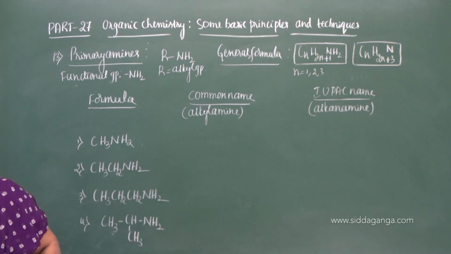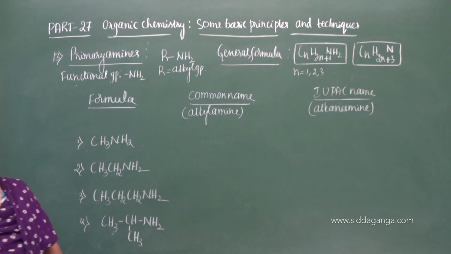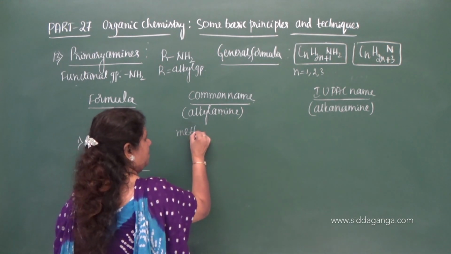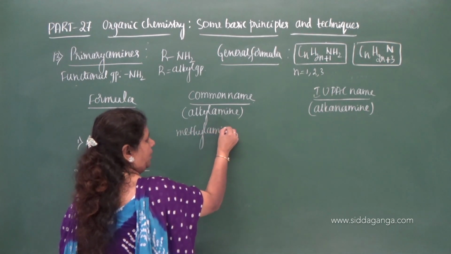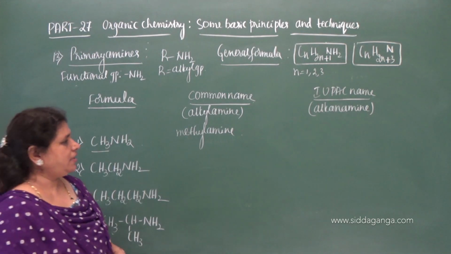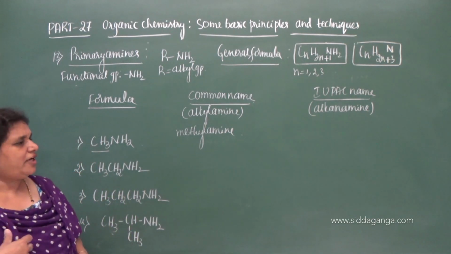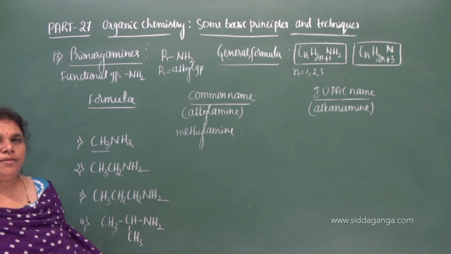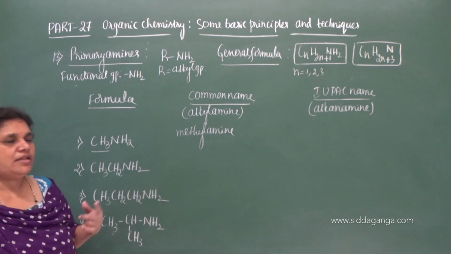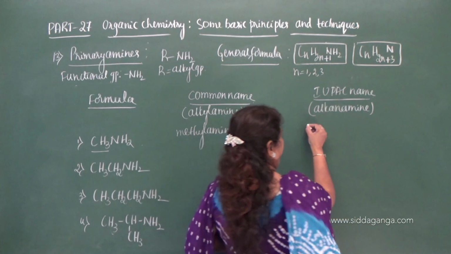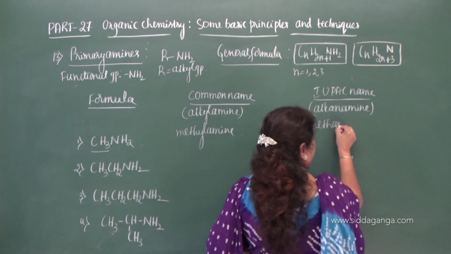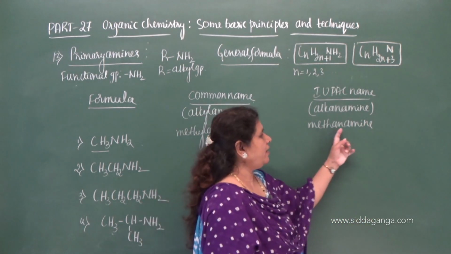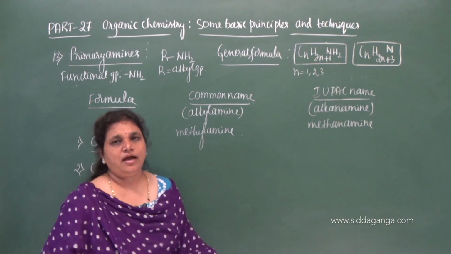So first one, you have to write the name of the alkyl group. What is the alkyl group here? Methyl group. Therefore the name is methyl amine. Very simple. The name of the alkyl group is methyl and it is added with the word amine. Then what about the IUPAC name? Since it contains one carbon, methane is the alkane, and the terminal E is replaced by the word amine, hence it becomes methanamine. Methanamine is the IUPAC name.